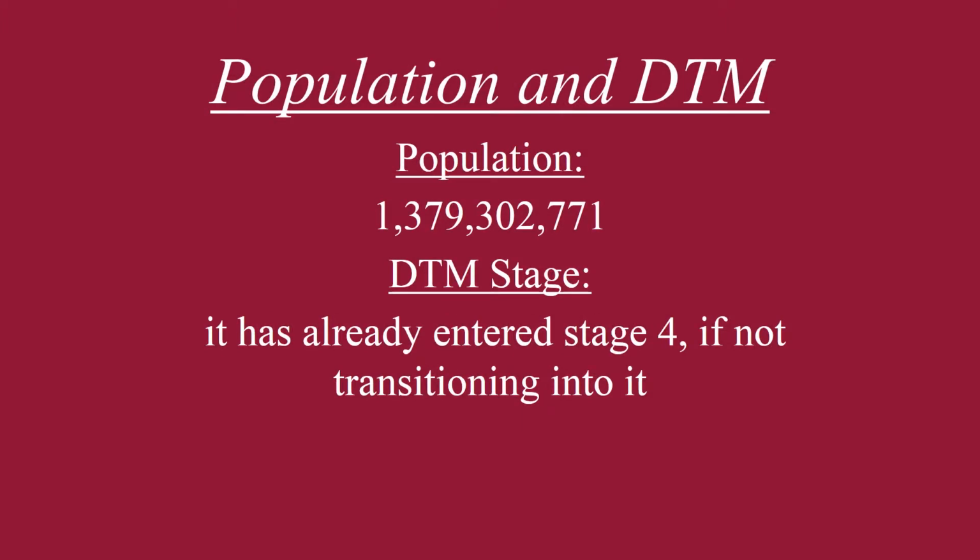Population and stage of DTM. The population of China is 1,379,302,771. The population growth in China is 0.51%. The median age of the population in China is 37 years. China has already entered stage 4, if not transitioning into it.